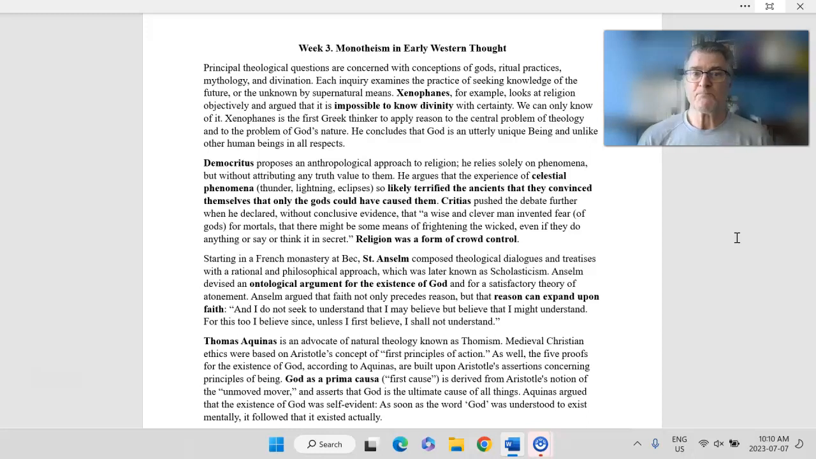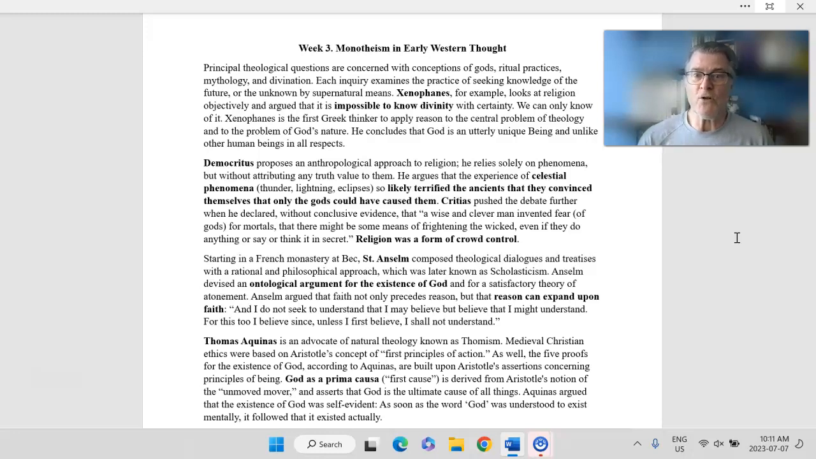So Democritus looks at the same issue more from an anthropological view, and he relies on phenomena. He is an anthropologist, more of a naturalist. He says, well, look, if we look at celestial phenomena, thunder, lightning, eclipses, think of the weird weather we've seen in the last few years and how sometimes quite terrifying it can be. Democritus says, our ideas about religion may have come from that, right? This fear that we have of unnatural events in the world.